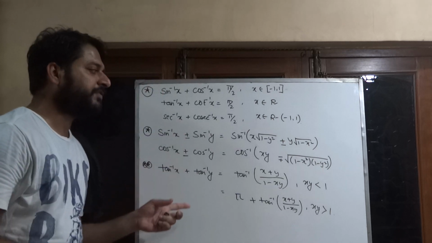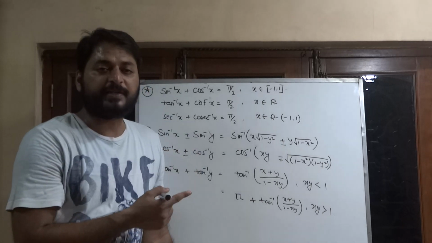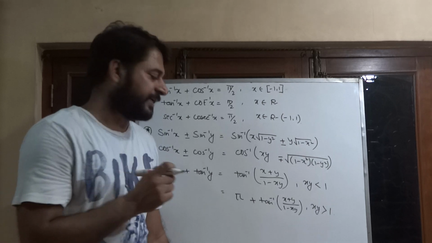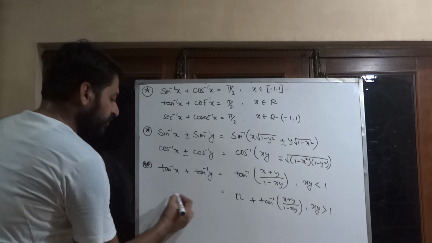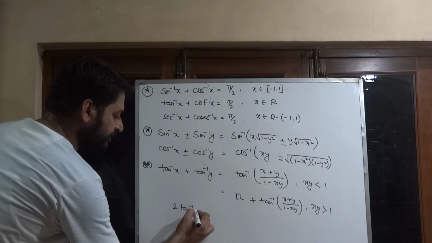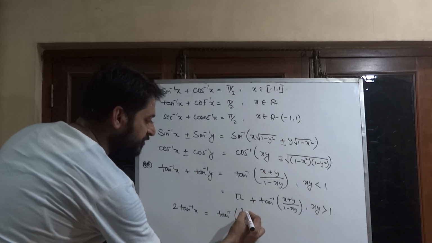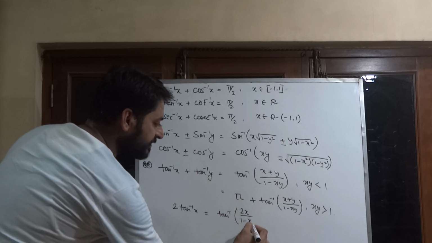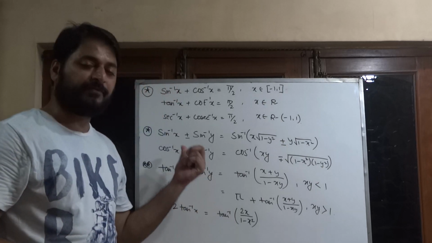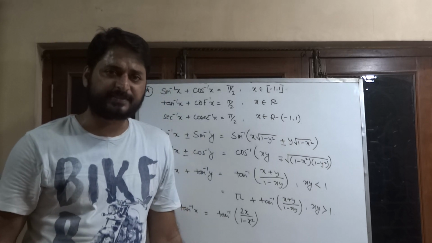If you remember these three formulas clearly, you can derive further formulas. If you want to find the formula of 2 tan inverse x, replace y by x. Then tan inverse x plus tan inverse x gives 2 tan inverse x, which will be tan inverse of x plus x, 2x by 1 minus x square. So this is the way by which you can find the formula of 2 tan inverse x, 2 sin inverse x, 2 cos inverse x.